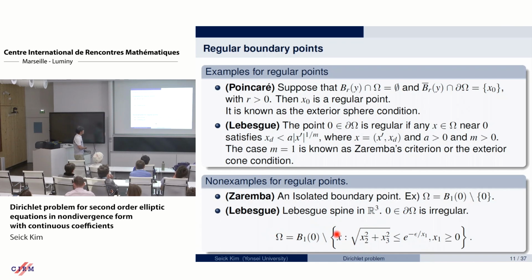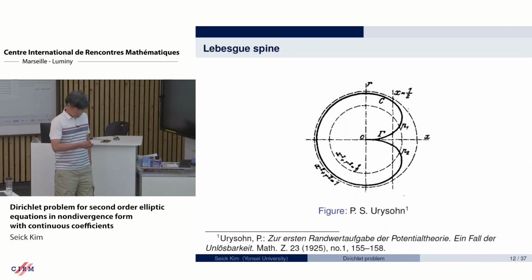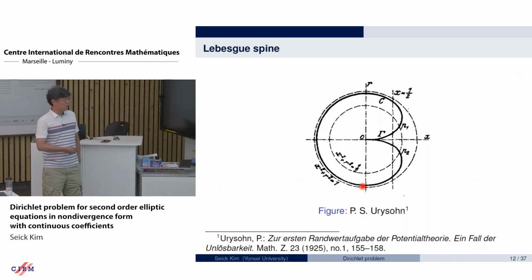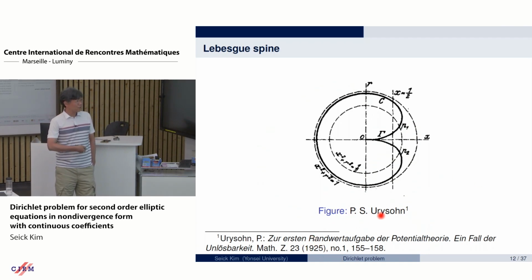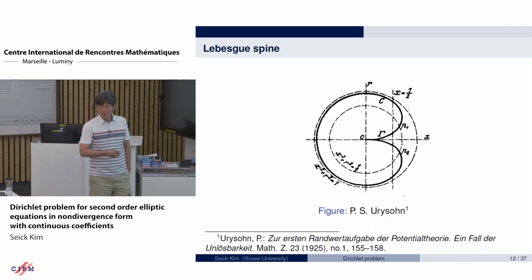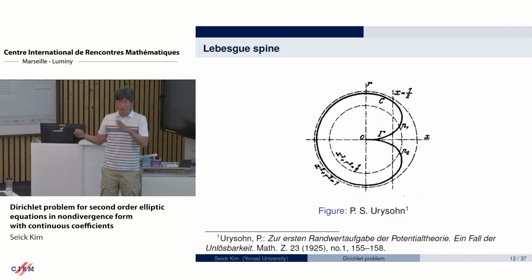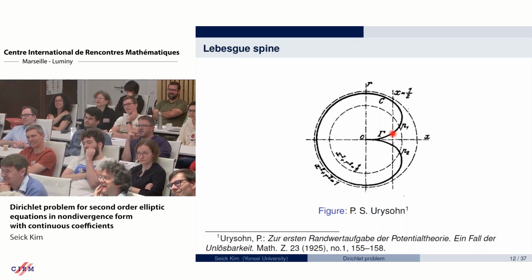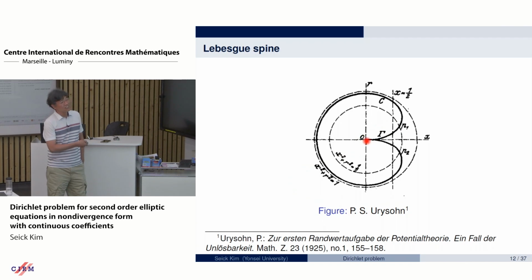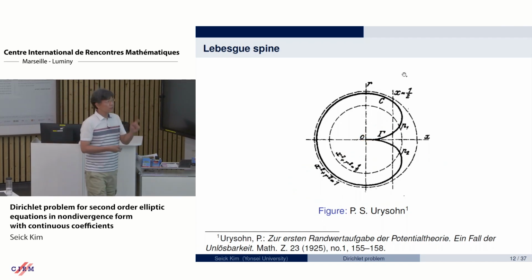Okay, so I'm going to show you the picture of this domain. I took it from the 1925 paper by Urysohn. He died in 1924 in France, and the cause of death is drowning. Okay, so that's why I didn't go to the water yesterday. I know that the French sea is dangerous. Okay, so this is exactly the picture like this. It's very sharp. Okay, so this point is not regular.